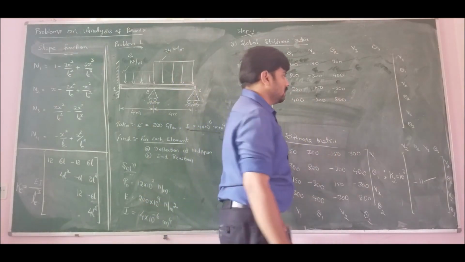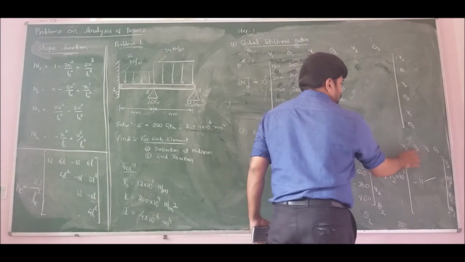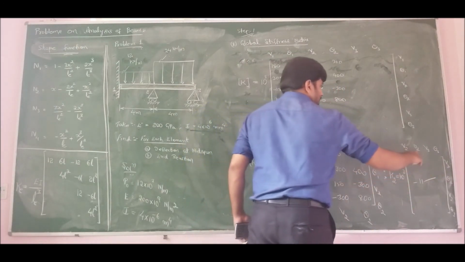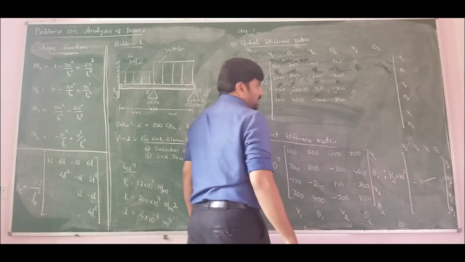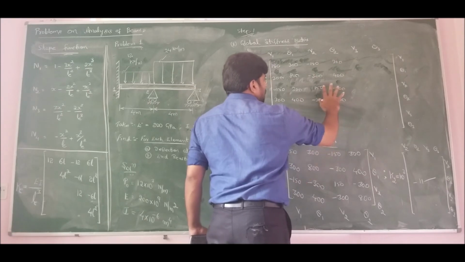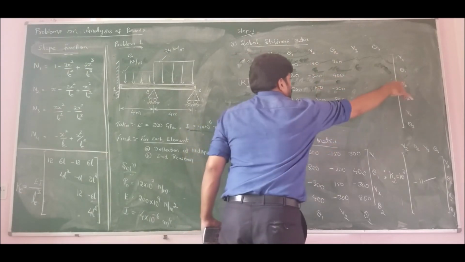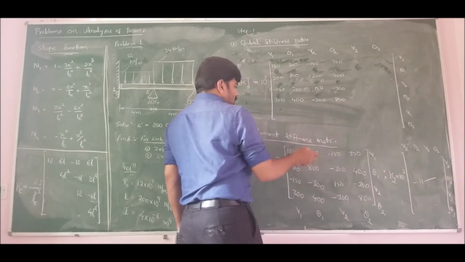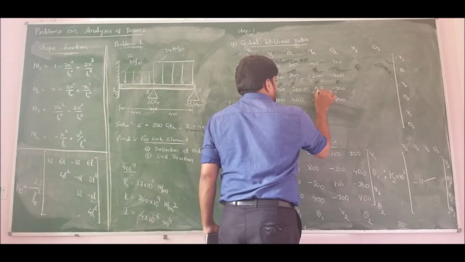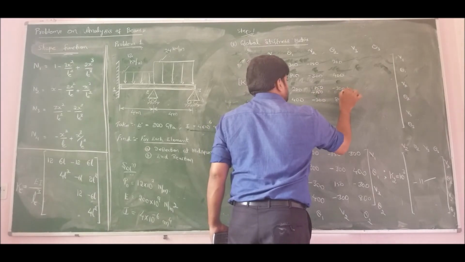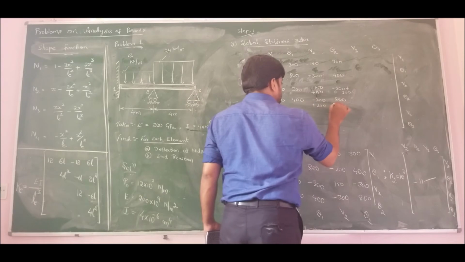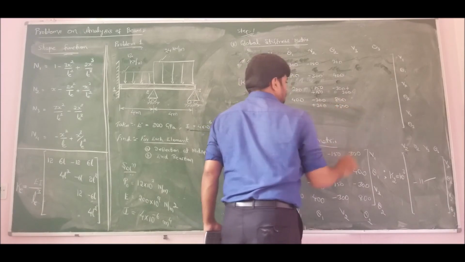Moving on to element 2, the first 4 elements are v2 theta 2 cross v2 theta 2, so they will fit here. It will overlap. When it is overlapping, you just add the values. If I add, I will get plus 150, plus 300, plus 300, plus 800.